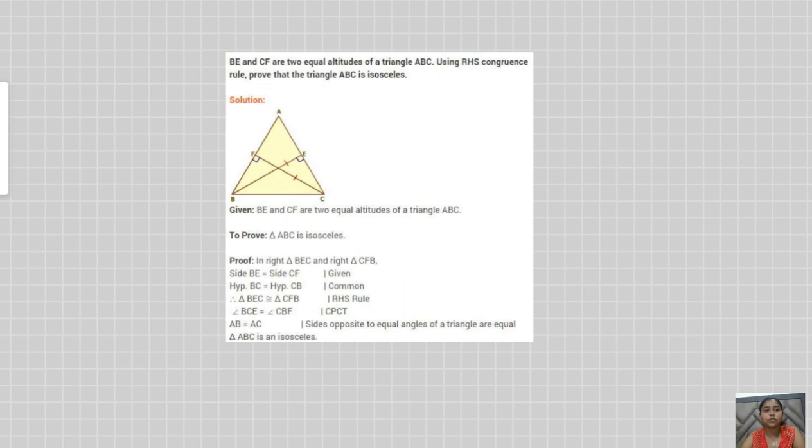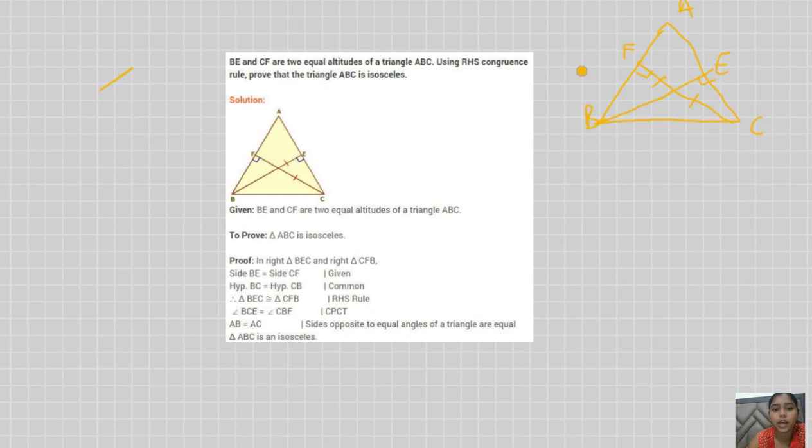Basically this is altitude BE and this is altitude CF, right? And these are altitudes, that is why they are 90°. Okay, so what is given, using RHS congruency, is that these are equal altitudes, so this is equal to this. On the basis of RHS congruency, we have to prove that triangle ABC is an isosceles triangle.